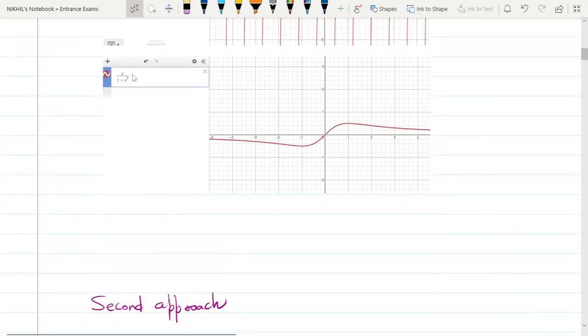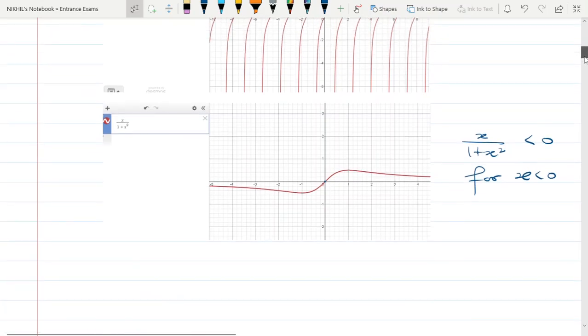Similarly, if you plot this function x upon 1 plus x square, you are going to see that at 0 it assumes a value of 0, and after 0 this quantity is positive, and before 0 this is negative because of the numerator. X upon 1 plus x square will be negative for x less than 0, that is, x belongs to minus infinity comma 0.